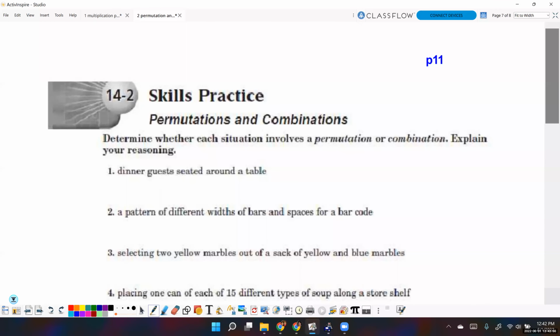Homework tonight is page 11. Please make sure you read the directions carefully, and you can check your answers online.